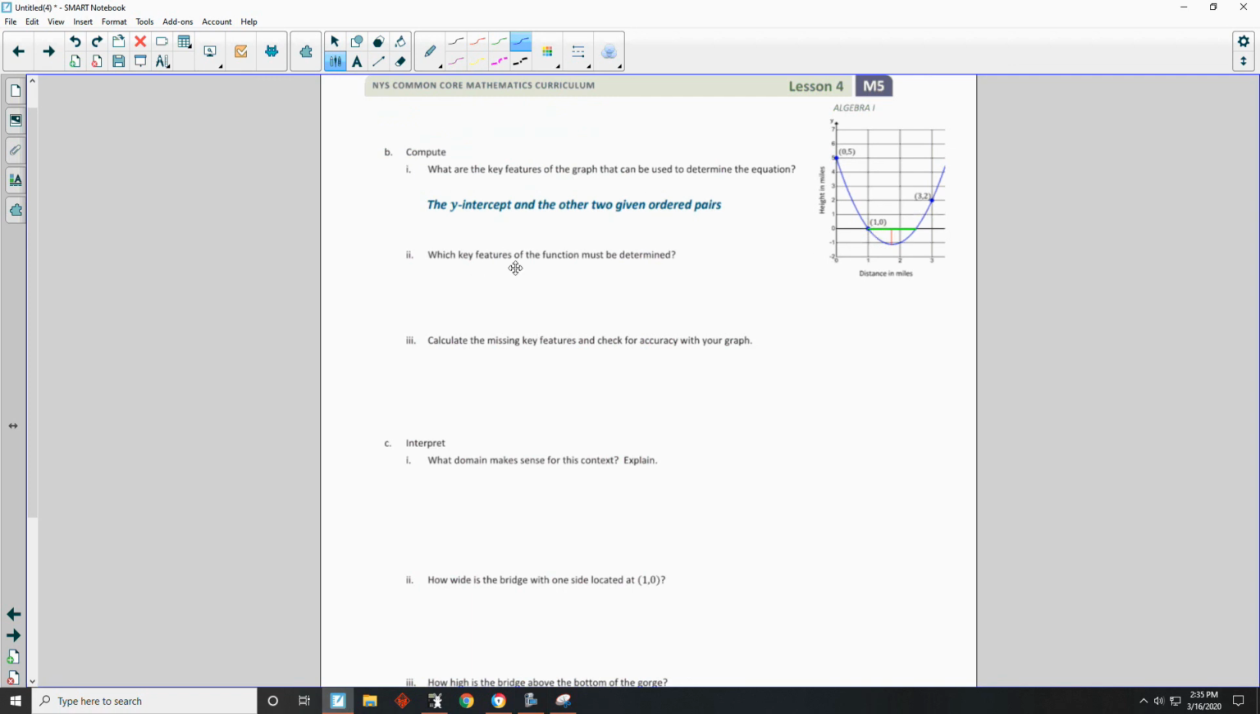Part 2 says which key features of the function must be determined. Well, in order for us to find the distance from here to here, we need to know the other x-intercept and we need to know the vertex. So that is the other two things we need. Okay, so the zeros and the vertex must be determined. We have one zero, we need the other, and we need to know the vertex at the bottom of this red segment. Part 3 says calculate the missing key features and check for accuracy with your graph.